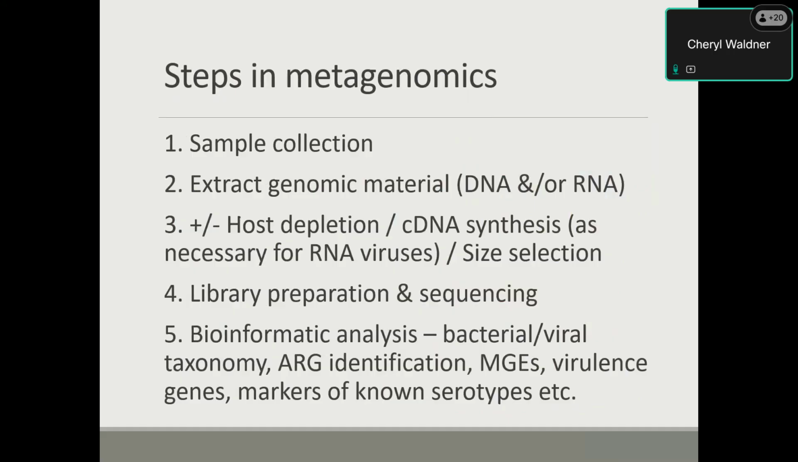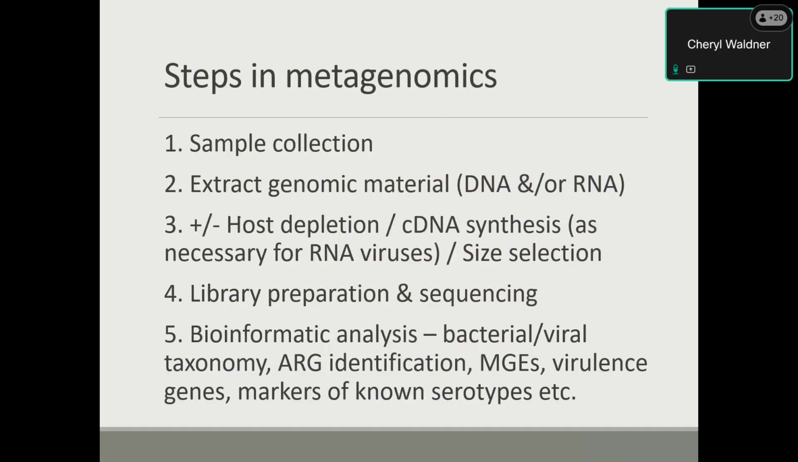The basic steps in the process are obviously our sample collection. We've introduced a step after this that I'll mention in a little bit. You extract your genomic material, usually that's just DNA, but sometimes when we're looking for viruses, we're going to extract DNA and RNA, all of the genomic material. We're going to do host depletion. We're going to do cDNA synthesis if we're trying to find RNA viruses in there. We're going to do some size selection. We're going to do our library prep and our sequencing, and then our bioinformatic analysis.